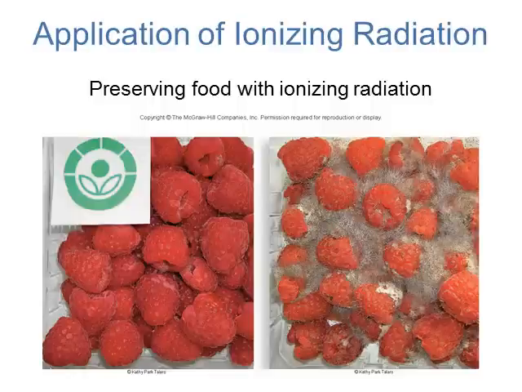So here's an application of ionizing radiation. These are raspberries. The raspberries on the left have been put under the radiation, so they're going to last longer, whereas the raspberries on the right were not put under radiation, so you can see fuzzy, that's actually mold growing on there. First I thought it was ice, but it's fuzzy mold because they were not put under the radiation.